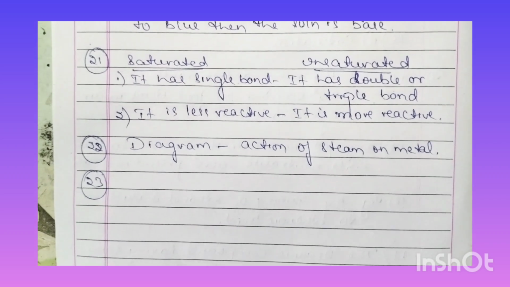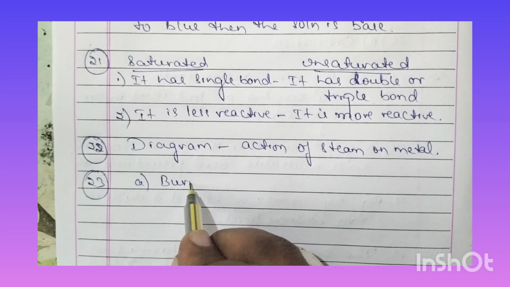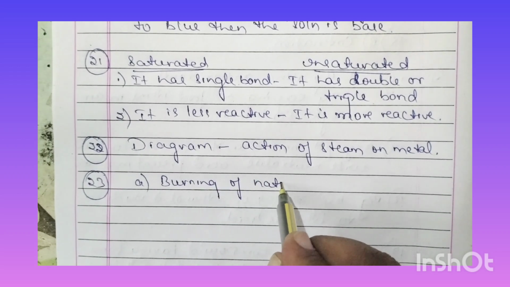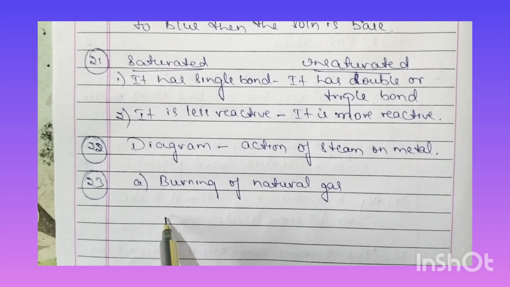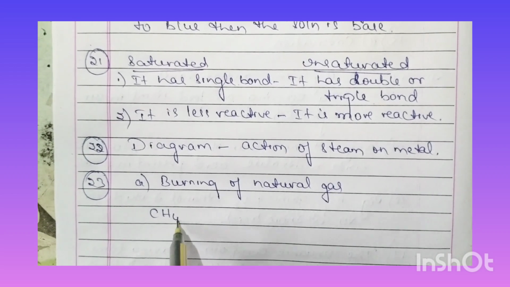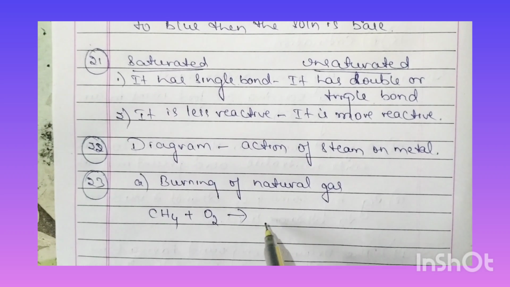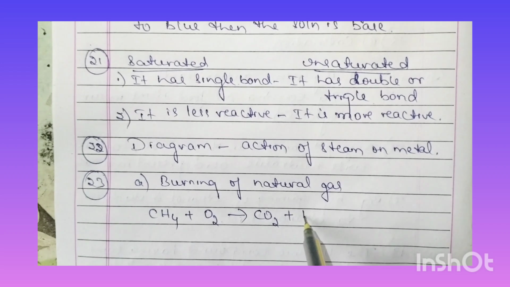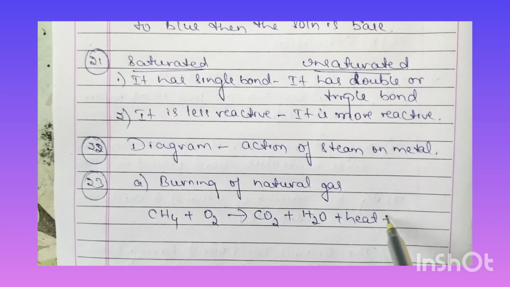So burning of natural gas, first one. When the natural gas is burnt, that is natural gas is methane. When it is burnt with air, oxygen, it forms carbon dioxide and liberates water, and it forms water plus heat plus light.